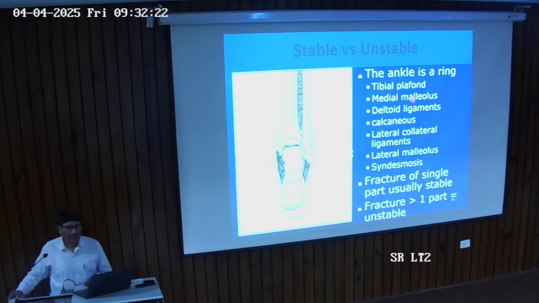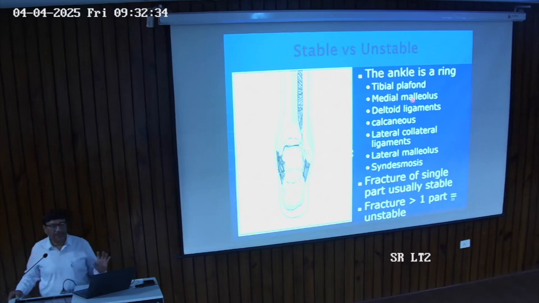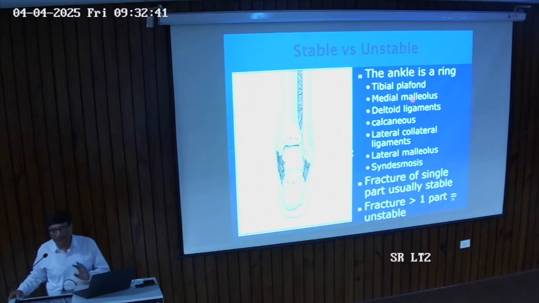Because a stable injury is one in which, if the fracture is not displaced and you treat it in plaster, or if you do not treat it and just put the patient to bed rest, it will heal. But if this injury pattern happens to be unstable, then what will happen? Even if you have put it in plaster, or if you have not, there are certain forces which are applied on the ankle joint.